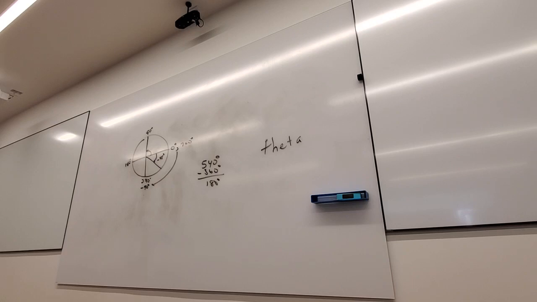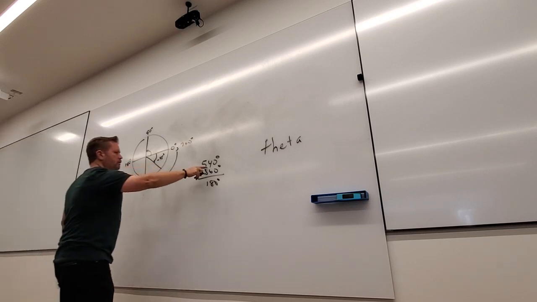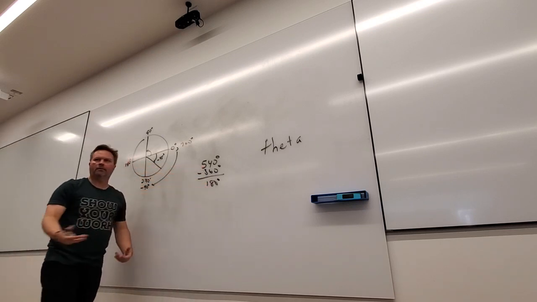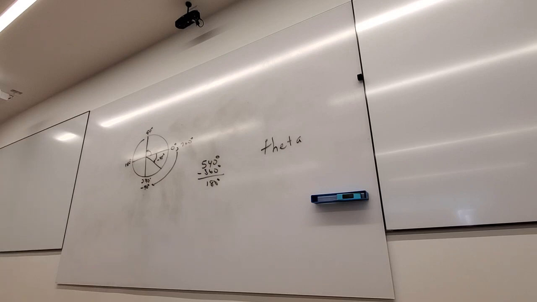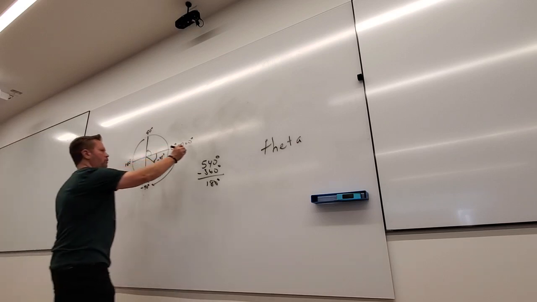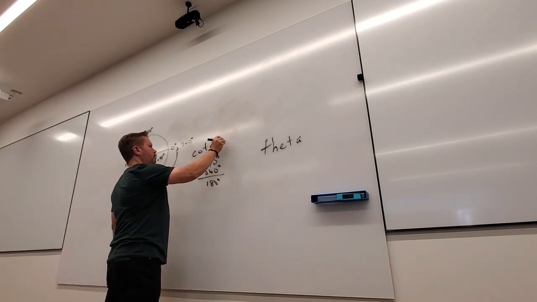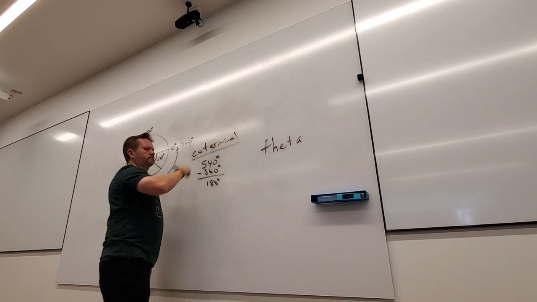Those are all called, let's see how I say it. I'll just tell you, coterminal angles. So 540 is coterminal with 180. Why does that make sense? Because if I spin 540 and I spin 180, I end up at the same place, coterminal. Where I terminate is the same as the other one, coterminal. So these are coterminal angles.